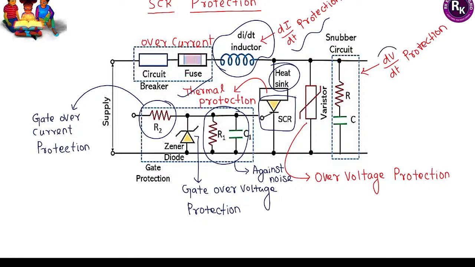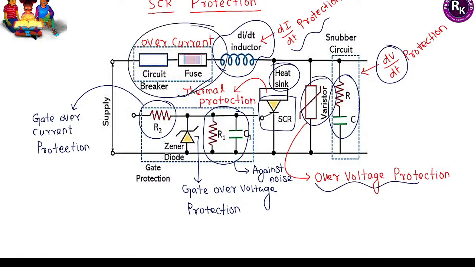Similarly, if there is a sudden spike in voltage, then from those dV by dt changes our SCR can be protected with the help of the snubber circuit. Suppose there is a huge change in voltage, if suddenly a huge amount of voltage drops or appears across the SCR, then with the help of a varistor, we can give protection from the overvoltage. Similarly, when a huge amount of current is trying to enter the SCR, we have a separate overcurrent protection fuse circuit that will take care of giving protection to your SCR from the huge value of current.